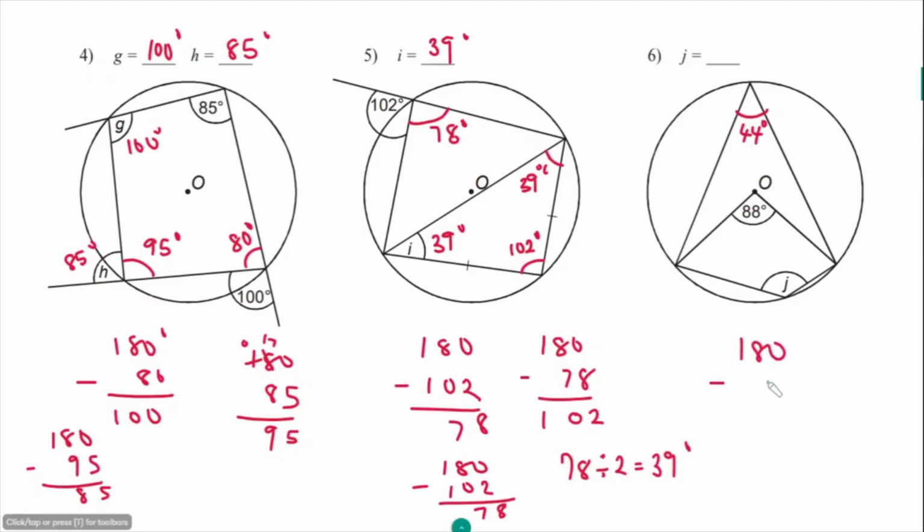So I'm going to do 180 minus 44, which is going to give me 136 degrees. So angle J is going to be 136 degrees, because if you add up J and this angle here, it gives you 180. This is not the only way, but you can solve it like this. Like I said, you could find this angle here by subtracting from 360, and then whatever you get, you also divide by 2, and you get the angle J.